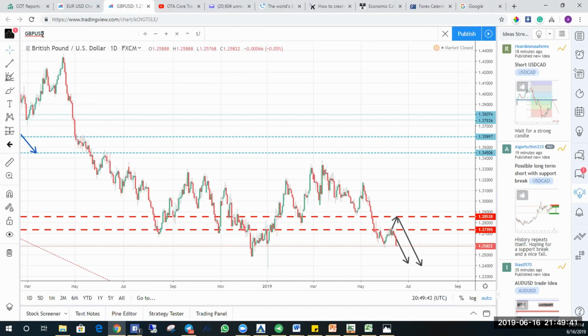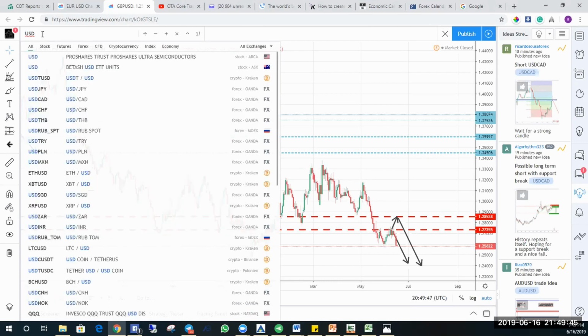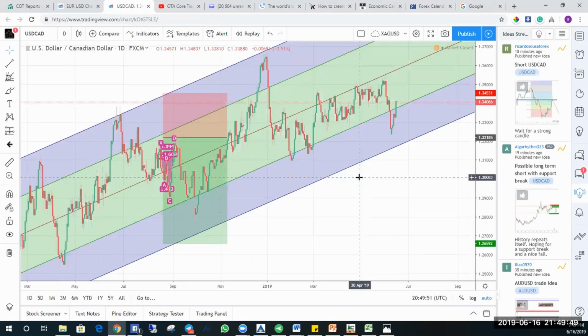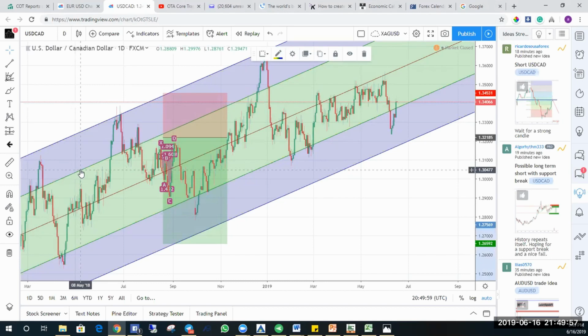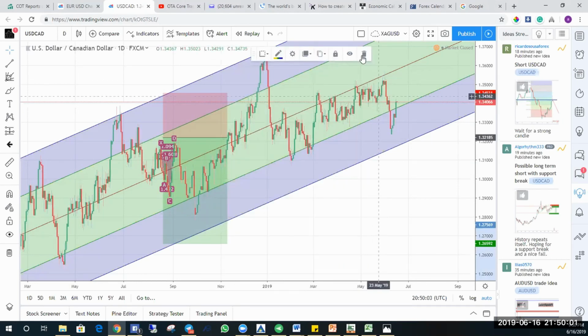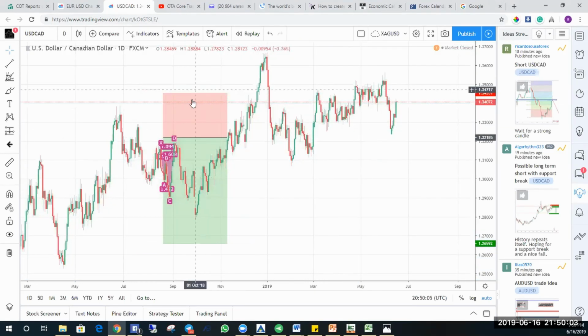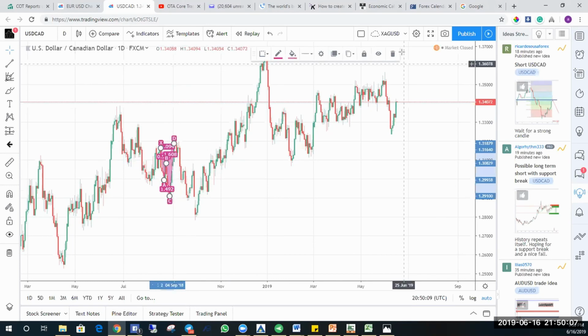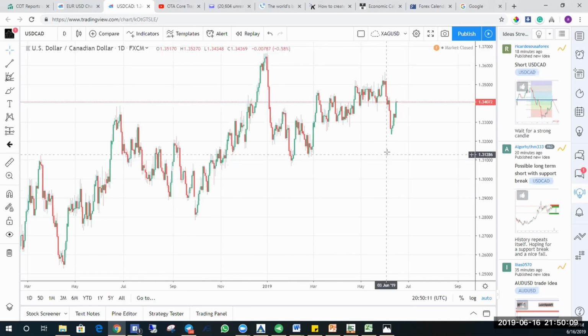Let's see USD CAD, which is one of the major players we're looking at. I've been looking at this for quite a while. Let me get rid of this channel. Oh, sorry. Get rid of the grids. Delete that. So what do we have here?